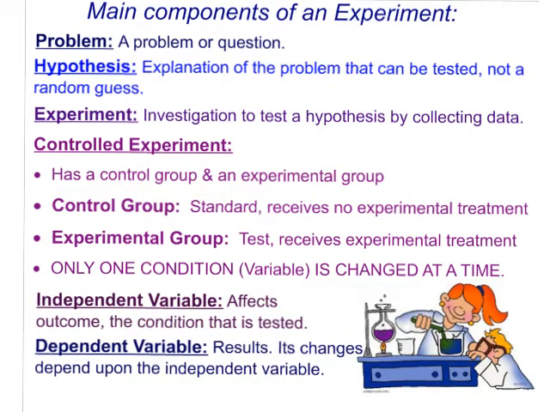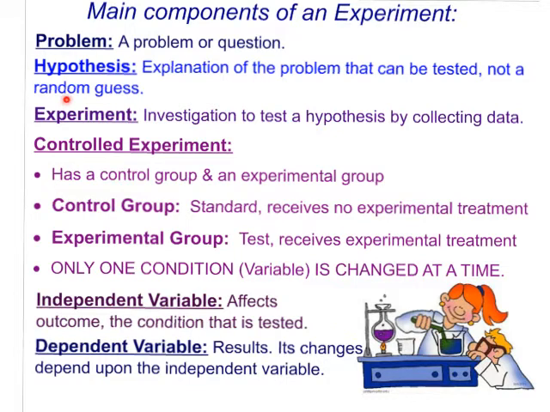So when we talk about setting up an experiment, there are some major components that need to exist in our experiment. We need a problem or a question, something we're asking ourselves, something that can be tested. And when we set up our experiment, we can design a process or a procedure that will test that problem.